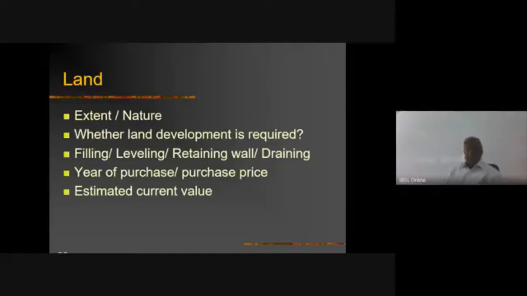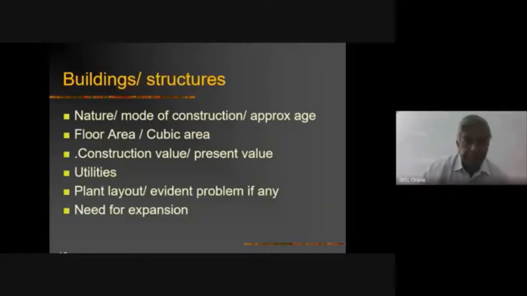Year of purchase: when this land was purchased by the company or the entrepreneur, and what was the price at the time? And what is the current estimated value? You have to estimate the current value. Maybe you bought this land about 5 years back. Obviously the current value would be higher. Then the building and structures. Sometimes in a new project there may be earlier buildings that the company wants to modify or suitably convert for their new industry or new purpose.